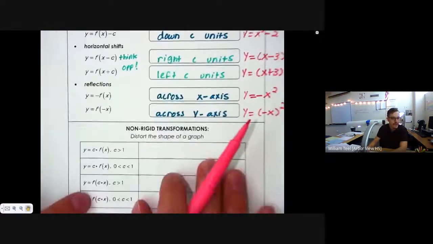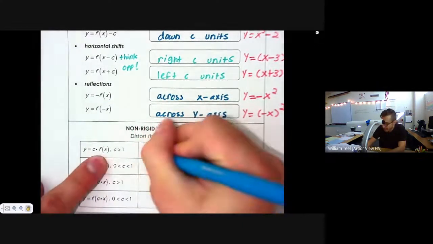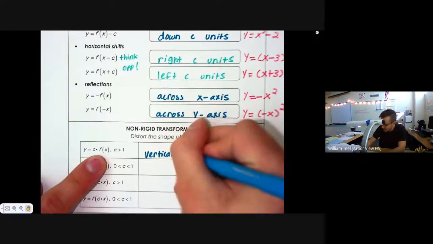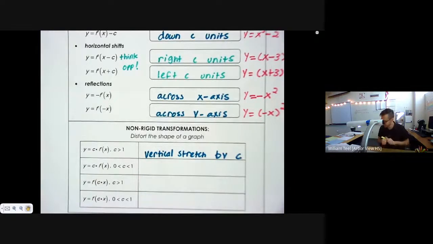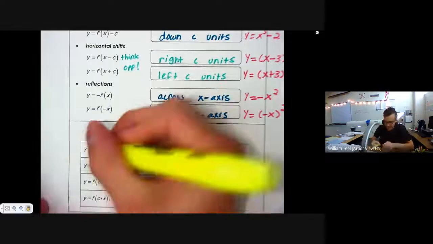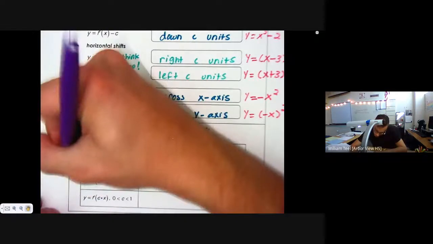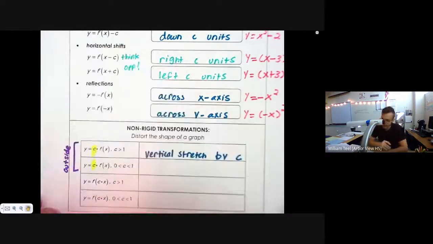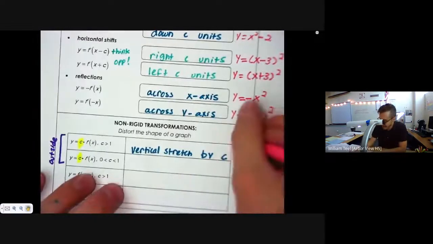Last but not least, let's look at some non-rigid transformations that distort the shape of the graph. So if I have y equals c times f of x and c is greater than 1, this means I'm making a vertical stretch by c. Notice how this c is outside of the function. This one is also outside, so this represents all outside transformations.